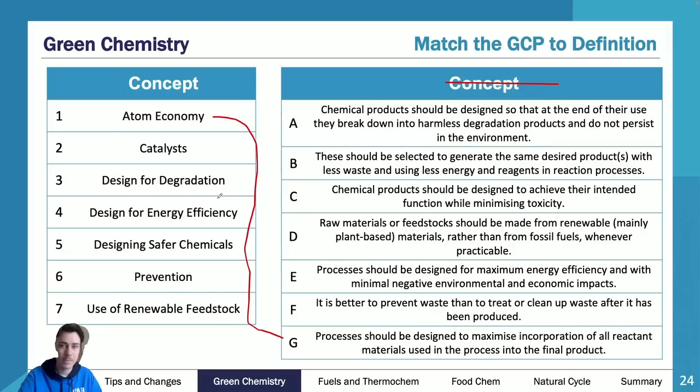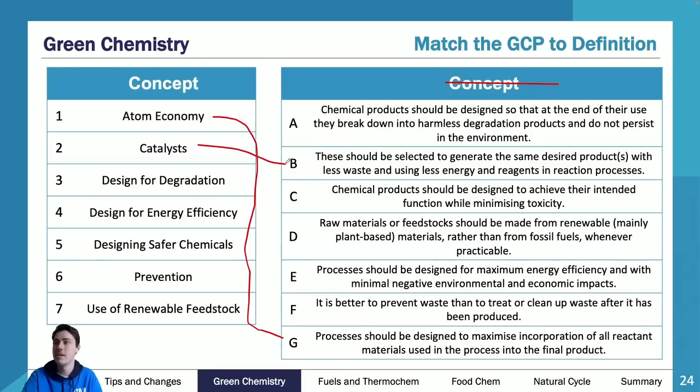2, catalysts. Remember that catalysts provide an alternative reaction pathway, and they use essentially less energy to get what they want. So essentially you're adding in a catalyst and they get what you want utilizing less energy because they provide an alternative reaction pathway. Reading through, I remember there was one that talked about less energy. It was B: these should be selected to generate the same desired product with less waste and less energy and reagents in the reaction process. That is a perfect definition of a catalyst. The answer here for 2 is B.